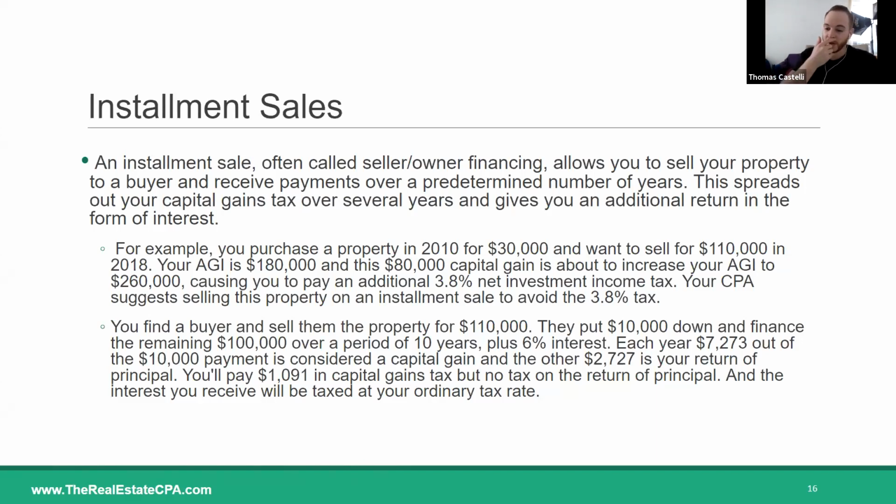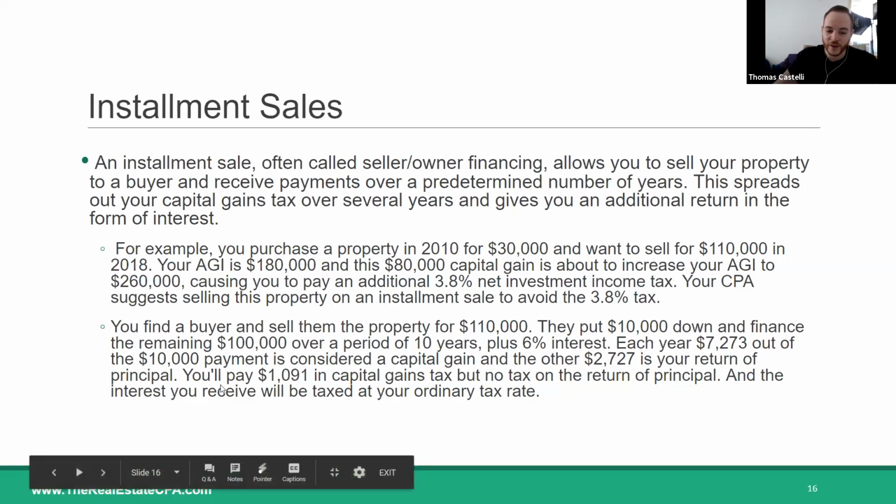So each year, $7,273 out of the $10,000 payment will be considered a capital gain, and the rest, $2,727 of your return, will be principal.